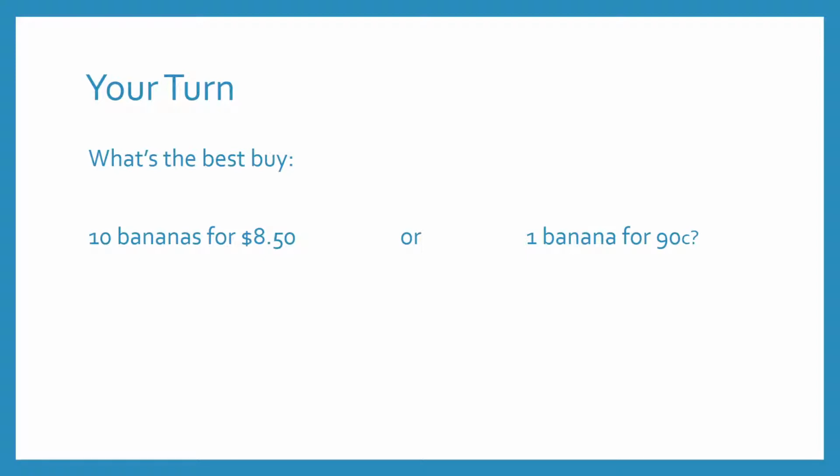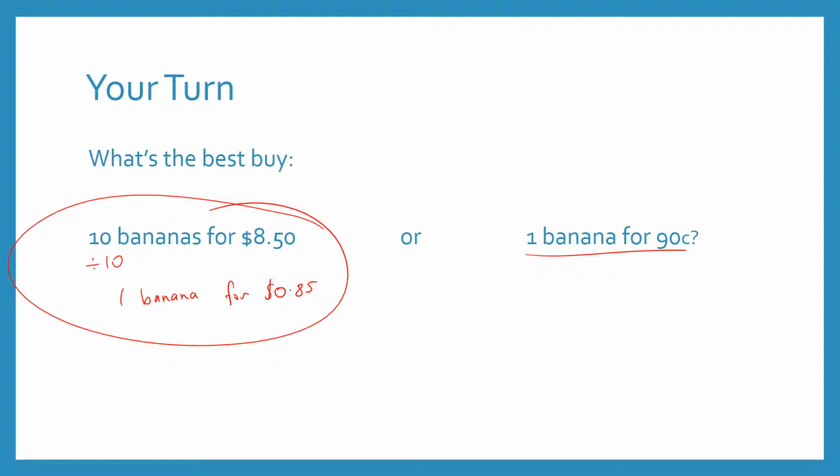Okay, so here we already have this one banana is for 90 cents. So we don't have to change this one. Over here we have 10 bananas, so we're going to divide this by 10. So we're going to get one banana is going to be 85 cents. So we can see that in this case, the 10 bananas for $8.50 is the better buy. However, you'd want to make sure that you're going to eat all the bananas. Otherwise, it might be better to buy individual bananas at 1 for 90 cents.